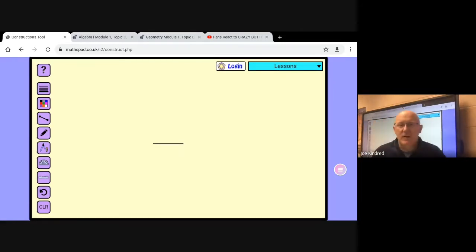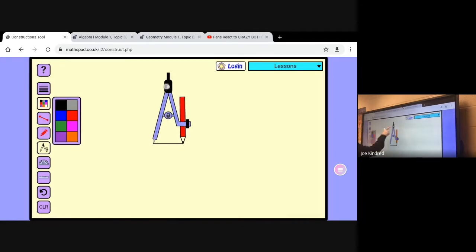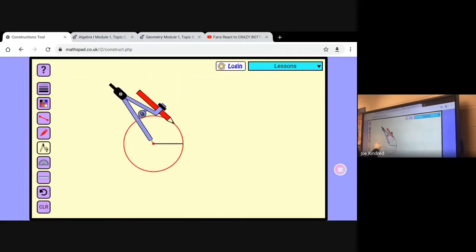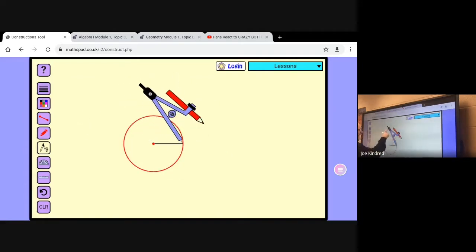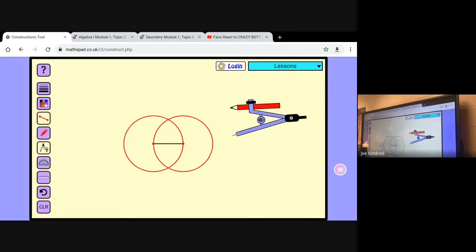So in order to construct an equilateral triangle, we start with just a segment. And we take the compass needle, and we basically create a circle. Then we move the needle, and we draw another circle, and then we're basically just going to connect these points, and there's your equilateral triangle.